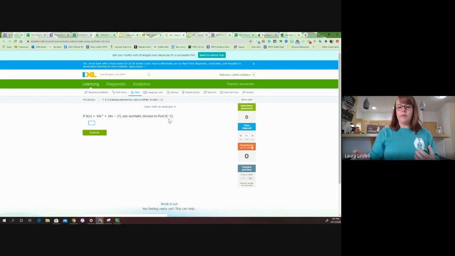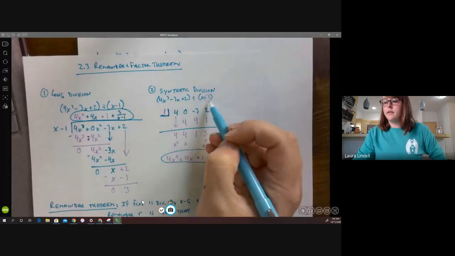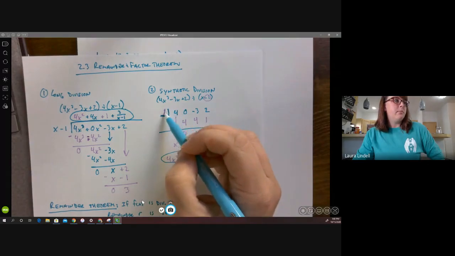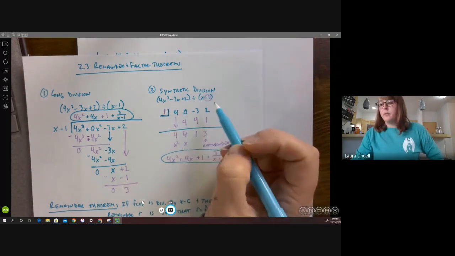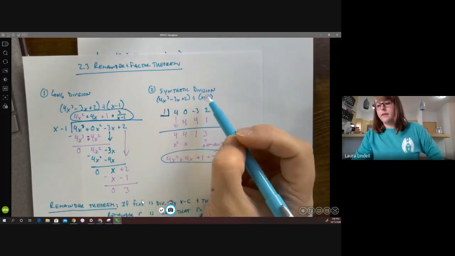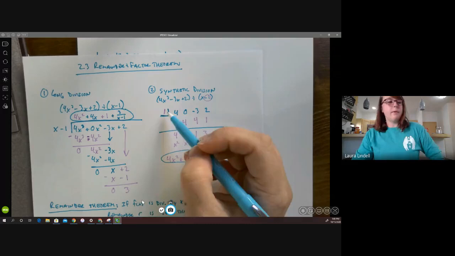It's whatever you're dividing by. So if I was dividing by x minus 1, like we were in our example, then you put positive 1 in the box. So it's the opposite sign of whatever you're dividing by, essentially. If you were dividing by x plus 5, you would put a -5 in the box. If you're dividing by x minus 99, you would put a positive 99 in the box.